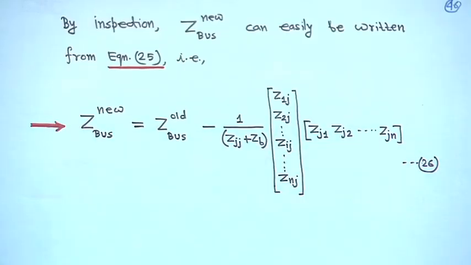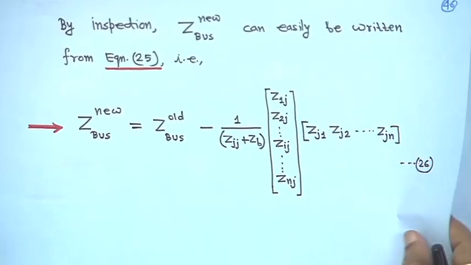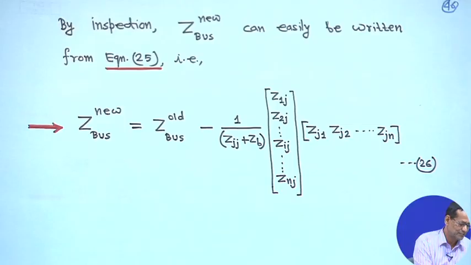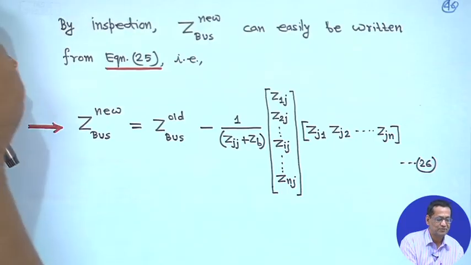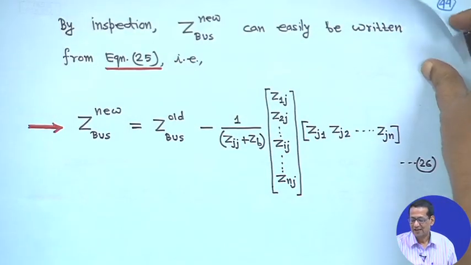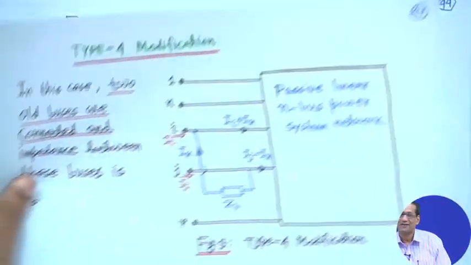It needs just a little bit of practice, right. And in the case of type 4 modification, I will only give you the final expression and I will request you to derive this part, right.